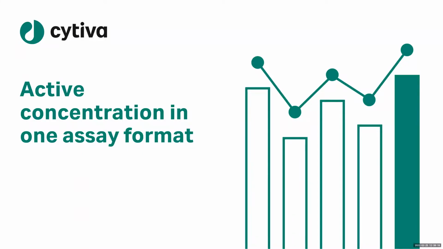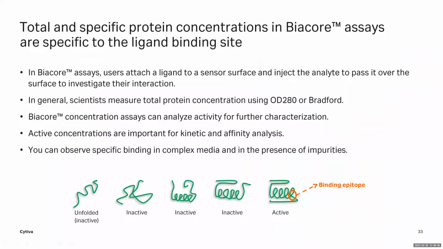Active concentration measurements. I had mentioned this early in the talk. Why might you want to use Biacore for concentration assays? Essentially, whenever you've got a population of a biological molecule of interest, not all of that biological molecule may be in an active stable conformation. Here we have an example of 20% of our binding molecule being in an active conformation with the suitable binding epitope, other molecules in various states of inactivity or unfoldedness.